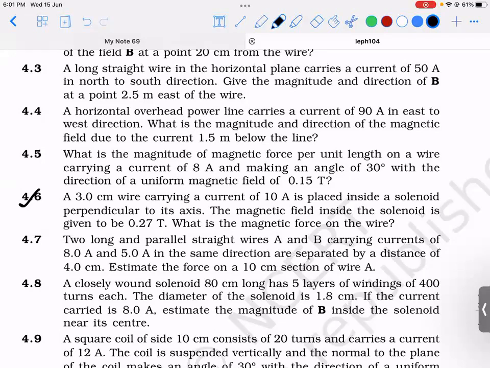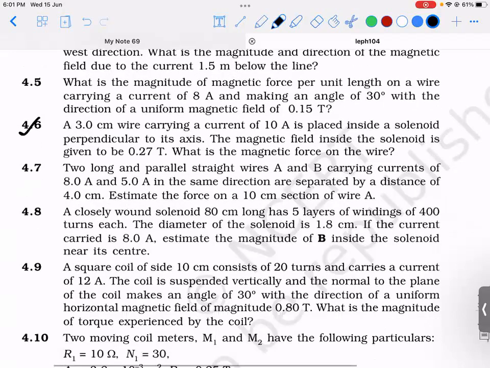When you place a current carrying conductor in an external magnetic field, it starts experiencing a force of value BIL sin theta. What is the value of the magnetic field given? It is 0.27. I is 10 ampere. Length of the wire is 3 centimeter, so convert it to meter. What is the angle between the magnetic field and the current carrying conductor? Because they told perpendicular to the axis, theta is equal to 90 degrees.